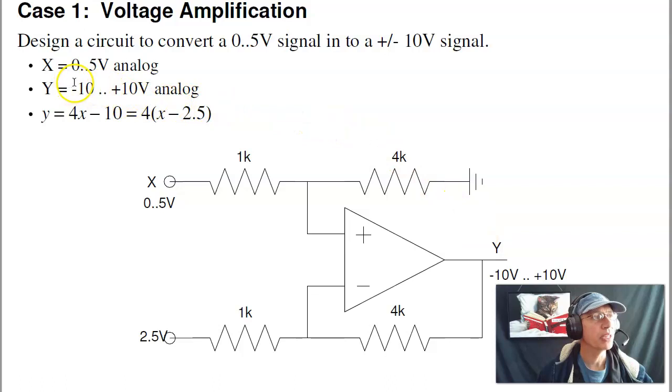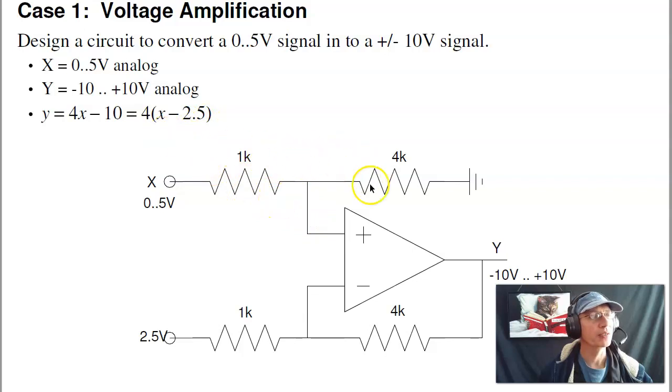The input has a range of 0 to 5 volts. The output is minus 10 to plus 10, so the gain is output over input. The output changes by 20 volts, input changes by 5, the ratio is 4 to 1. So Y is 4 times X. In addition, when X is 0, Y is at minus 10, so it's 4X minus 10. I can rewrite that as 4 times the quantity, X minus 2.5, which is the instrumentation amplifier.